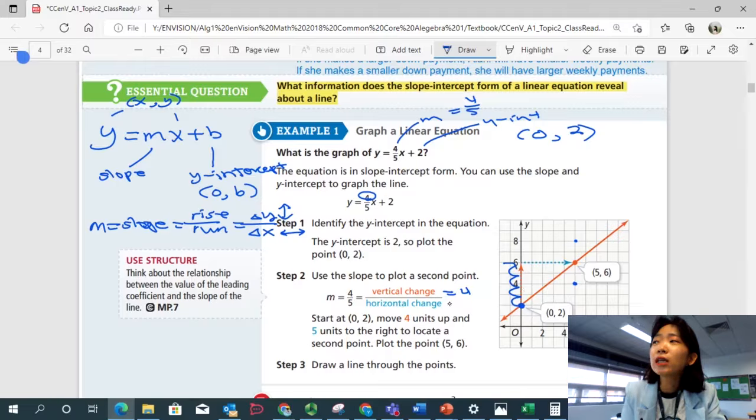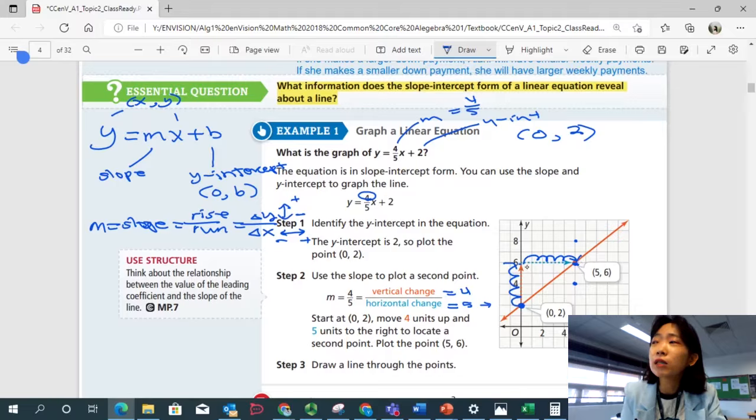And then horizontal change is left or right. Left is negative, right is positive. So that's negative, that's positive, that's positive, that's negative, right? So positive 5 means you're going right 5. 1, 2, 3, 4, 5. And then together they make the next point.